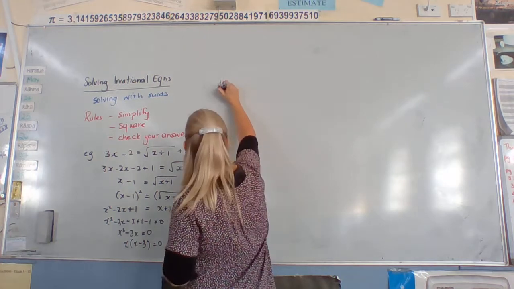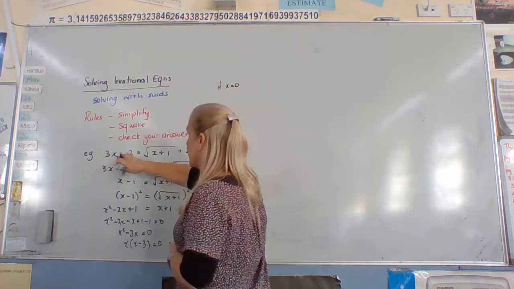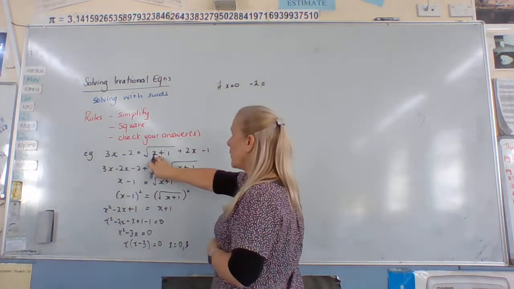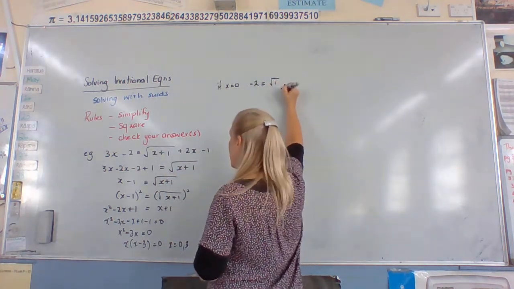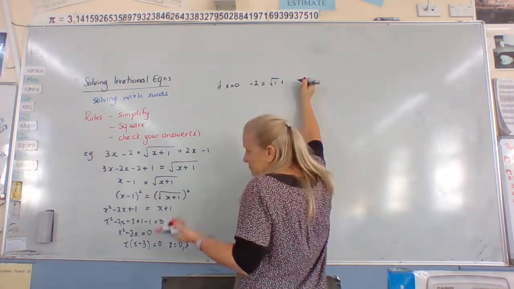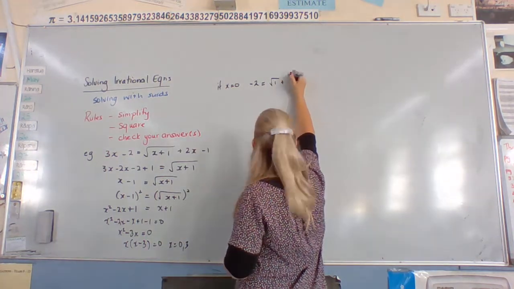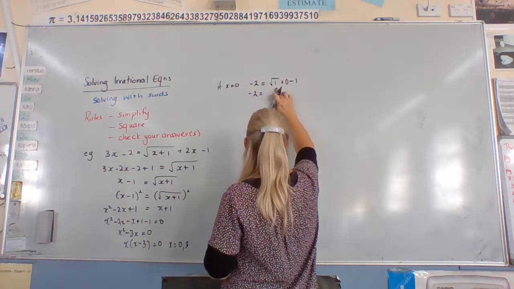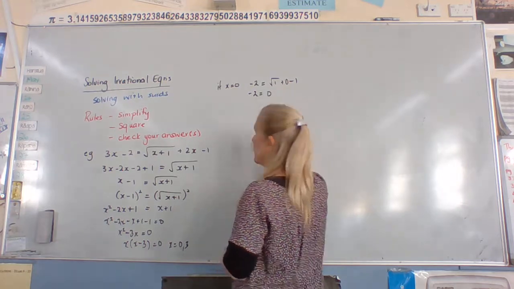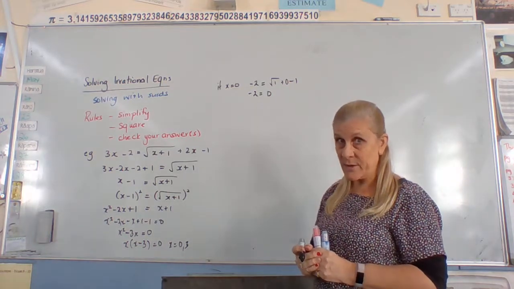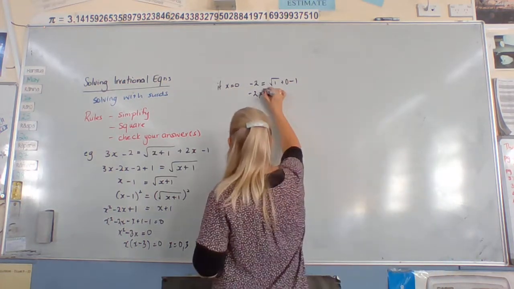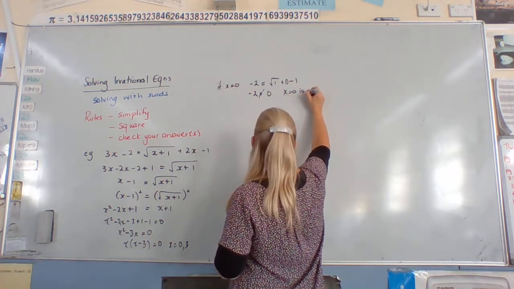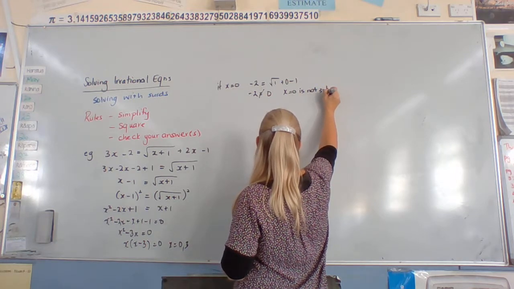So if x equals 0, I get 3 times 0 minus 2, 0 in here, square root of 1, plus 2 times 0 minus 1. That's 0 minus 1. So we've got negative 2 equals the square root of 1 is 1, minus 1 is 0. Ever heard the negative 2 being equal to 0? Right, no. So that's not right. So therefore, x equals 0 is not a solution. But you had to find it in the first place.